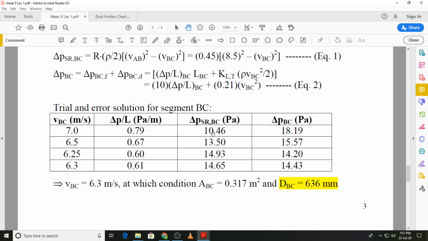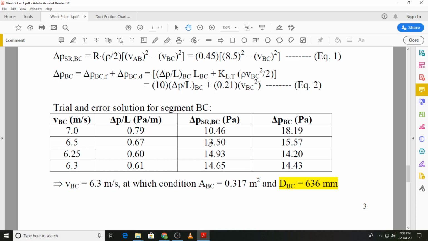So what I want to do is to increase the value of delta P static regain. And if we look at this equation 1, if I want to increase the value of delta P, I need to reduce the velocity VBC. So you can see I have the next guess as 6.5 meters per second. Against that, I will find out again. You can see now, because delta P by L is also dependent on the velocity, this value will change. So both the velocity and delta P by L values have changed.